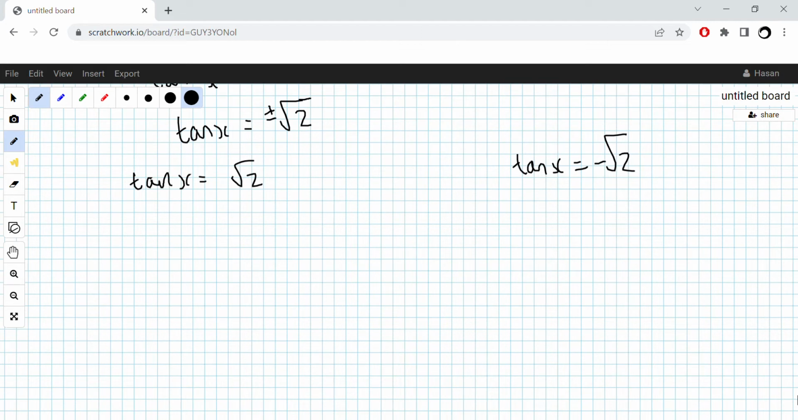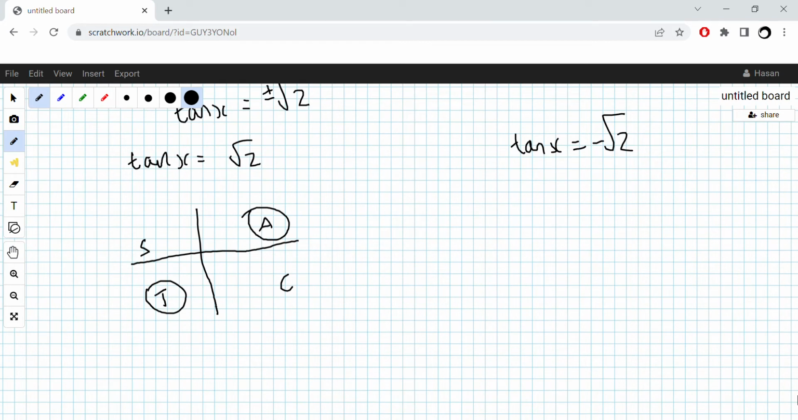With this positive root 2, we can use our CAST diagram to figure out which regions we want to find. As it's positive and it's tan, it's going to be either the All region or the Tan region. Those are the angles we need to try to find. First, we need to use the inverse function on our calculator to find x. So you do tan minus 1 of root 2, and our calculator should give 54.7. And that corresponds to this, 54.7. So now we have our All region.